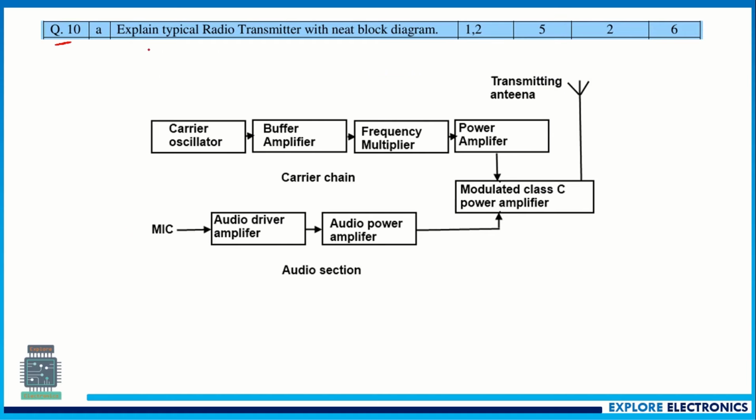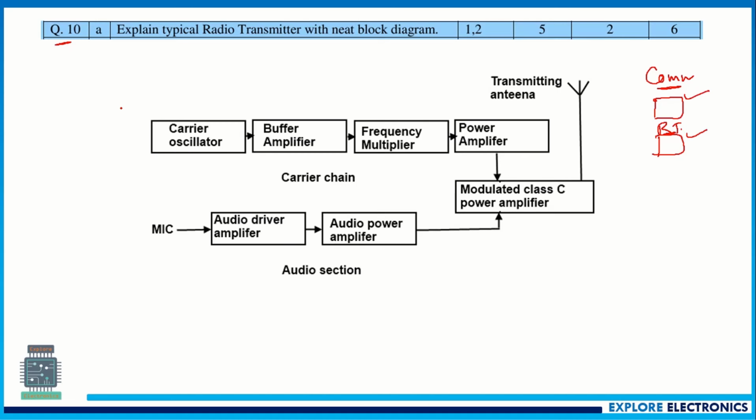And the 10th question, the last question: explain a typical radio transmitter with a neat block diagram. This is the block diagram of a radio transmitter. In the 5th unit you have the communication system. In the communication system we have a block diagram and also the radio transmitter block diagram. Out of these two, one question will be asked in the exam for sure.